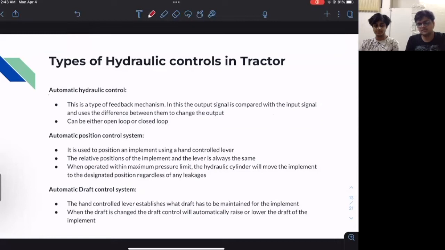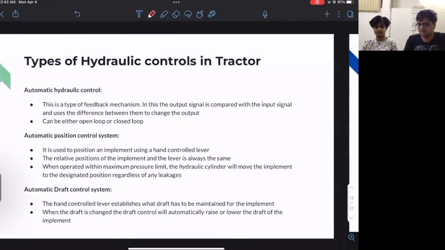Third is the automatic draft control system. The hand control lever in the automatic draft control system establishes what draft has to be maintained for the implement. And when the draft is changed, the draft control will automatically raise or lower the draft of the implement depending on what input we have given to this lever.